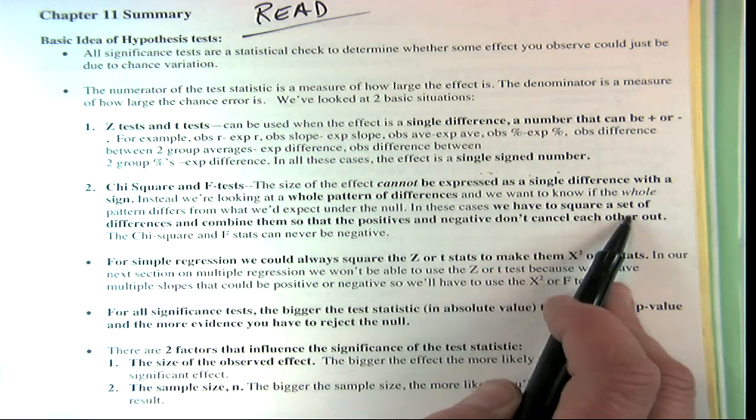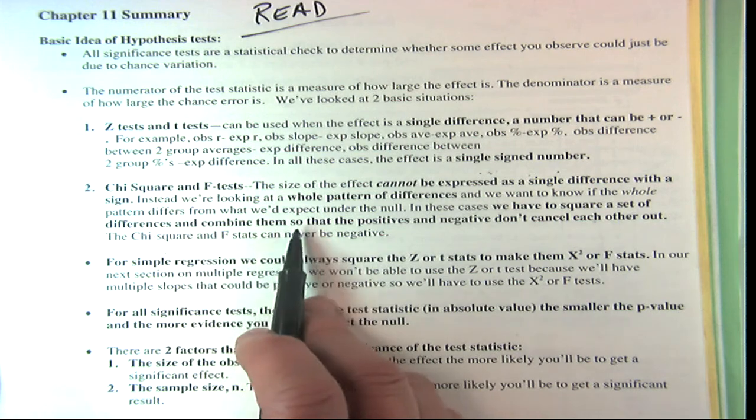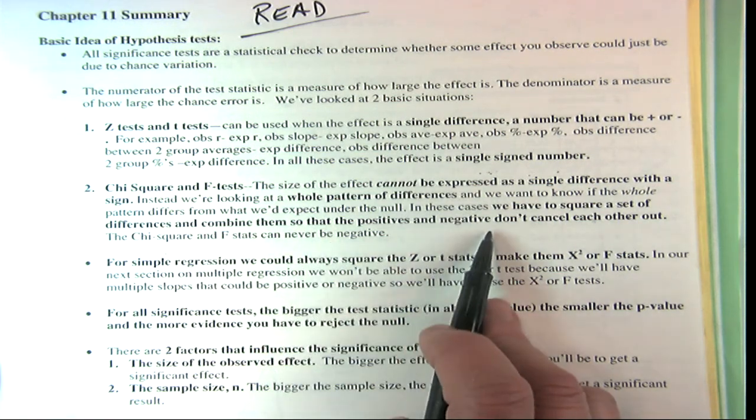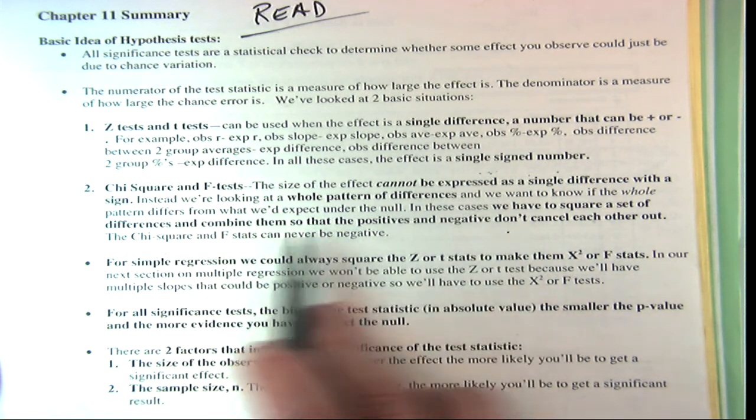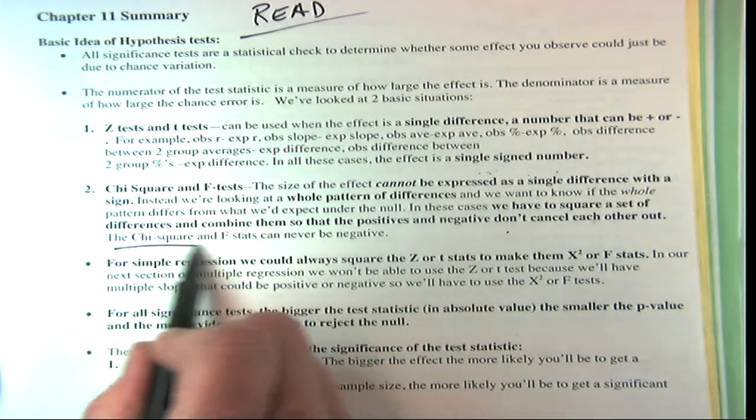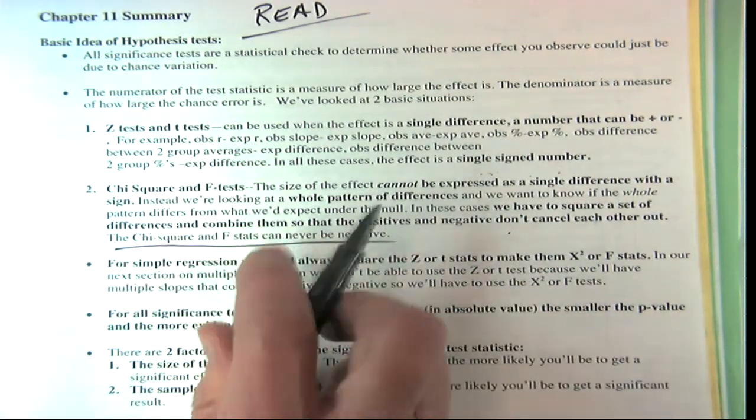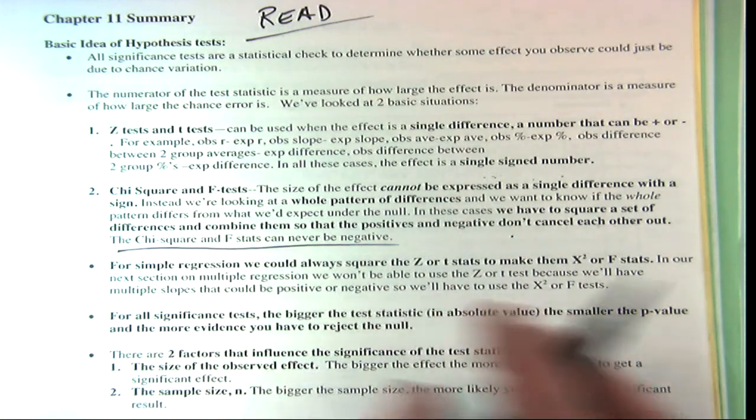So in these cases, we square a set of differences and combine them so that the positives and negatives don't cancel each other out. So these chi-square and f's can never be negative. They're squares, so they're always positive. All right?